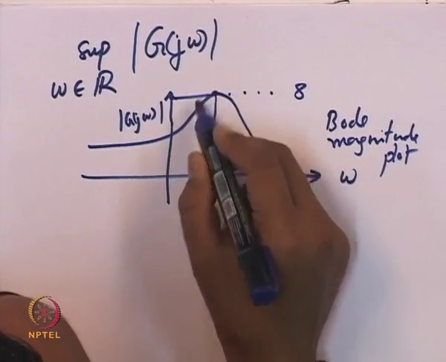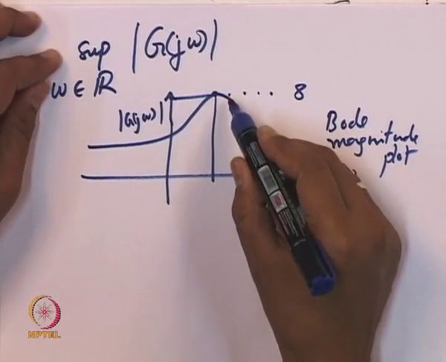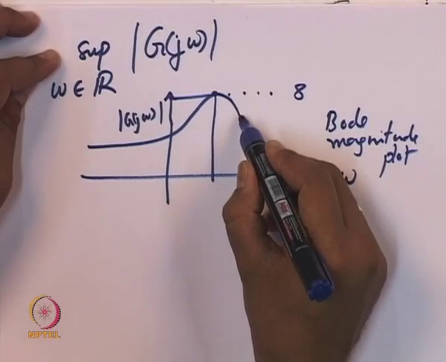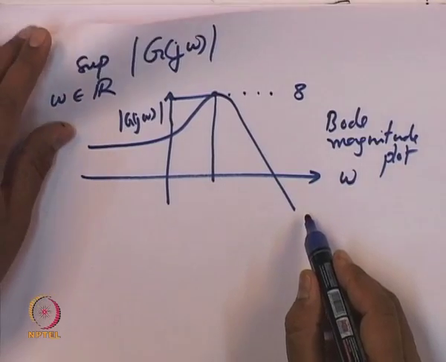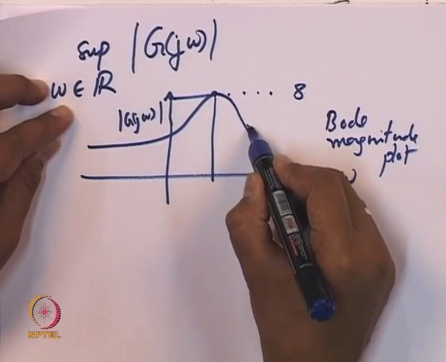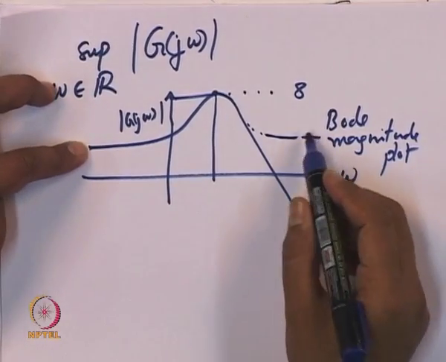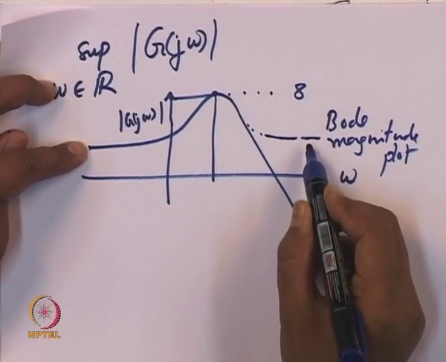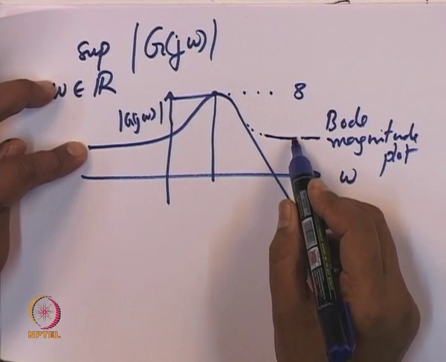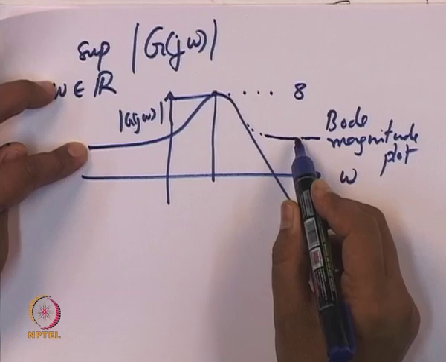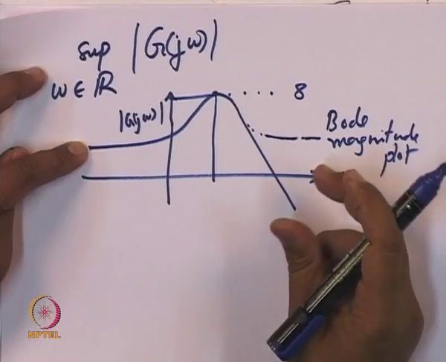And because G is proper, as omega tends to infinity, it either slopes down, which is the case when G is strictly proper, the denominator degree being strictly more than the numerator degree, or it saturates. It can saturate to a value different from the DC gain if G is biproper. To say it saturates means, as omega tends to infinity, it is a non-zero finite value, and to say it is finite means G is proper, the numerator degree does not exceed the denominator degree, and to say that it is non-zero means the two degrees are equal.